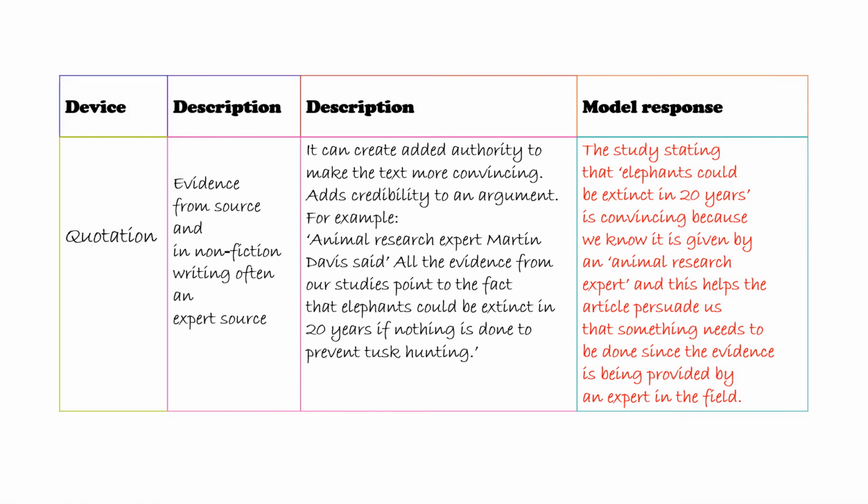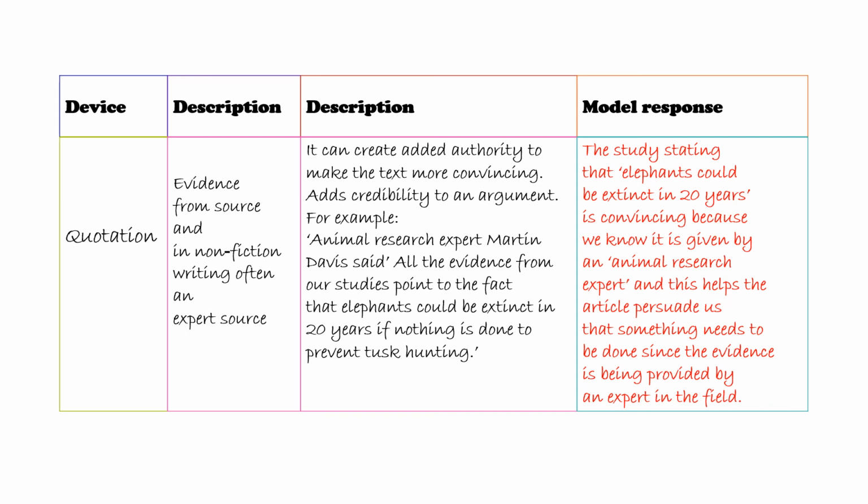Still on devices, quotation. A quotation is evidence from a source in non-fiction writing, often an expert source. It can create added authority to make the text more convincing and adds credibility to an argument. It works along the same lines as facts and anecdotes. For example, animal research expert Martin Davis said, all the evidence from our studies points to the fact that elephants could be extinct in 20 years if nothing is done to prevent tusk hunting.